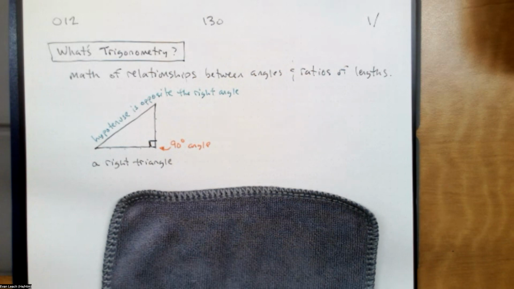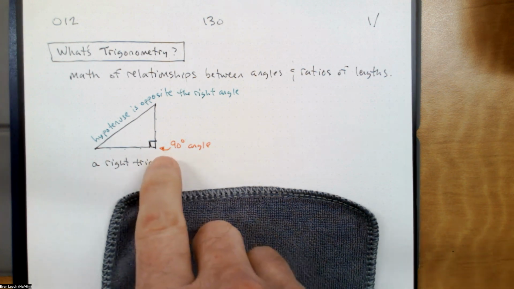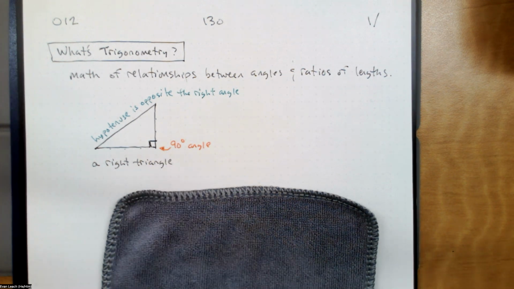A couple of things going on in this statement. First of all, the name of the side opposite the right angle is the hypotenuse. Furthermore, we've also used the word opposite. That means if we're standing at the right angle and looking across the triangle, we are looking at the hypotenuse. That is the side opposite the right angle.